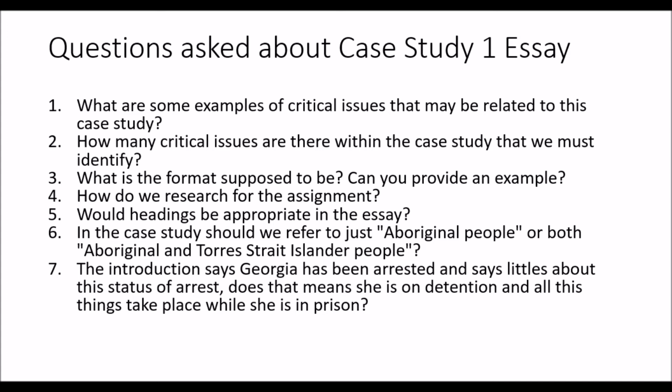In the case study, should we refer to just Aboriginal people or both Aboriginal and Torres Strait Islander people? As I mentioned before, Georgia is an Aboriginal woman and not a Torres Strait Islander woman, but you'll find with the literature, and I understand the way some of the literature is framed, they group Torres Strait Islander people in with Aboriginal people when they talk about stats and support and strategies.